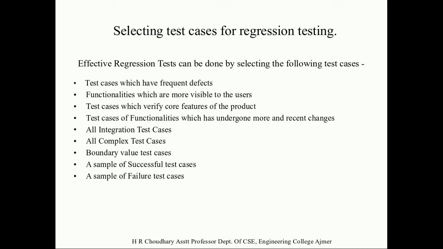So we can see here what kind of test cases can be selected. Number one, the test cases which have frequent defects. We should select those test cases which frequently find defects in the software. Second one, the functionalities which are more visible to the user. We should select those test cases which check the functionalities that are frequently visible to the user. Then third one, the test cases which verify core features of the product. We should select those test cases which test the core features of the software or system, so that we can check whether they were affected or not.